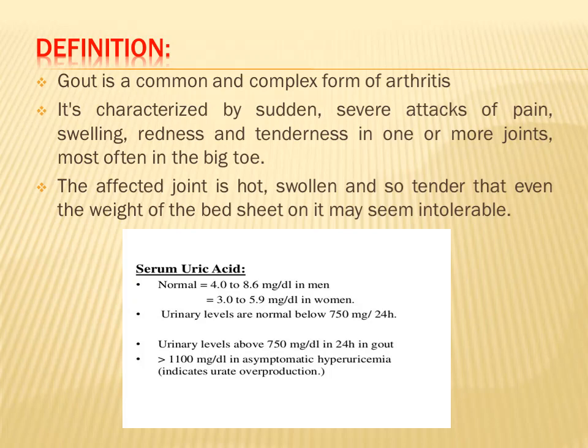Urinary levels are normal below 750 mg in 24 hours. If the urinary level of uric acid is more than 750 mg in 24 hours, it indicates that the patient has GOUT.